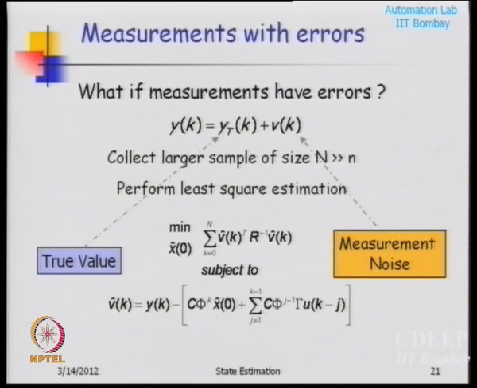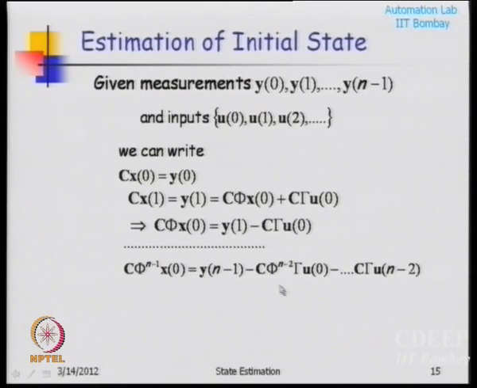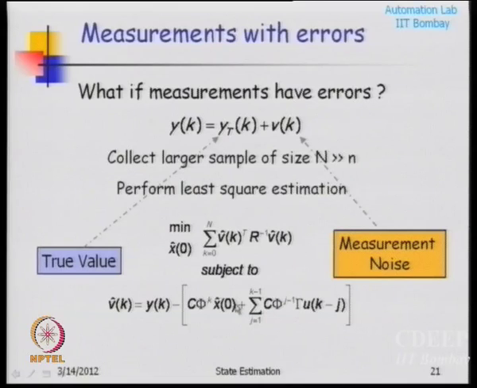Now, you can solve this problem as a least square estimation problem. That means I want to estimate x hat naught, subject to this equation. If you look here, this part comes from here. I have written y at any time k in terms of y at k minus 1 and u. This kind of recursive relationship I have used, and then I have come to this. I have just expressed my y true in terms of the initial guess for x naught and all the known inputs. That's all I have done.